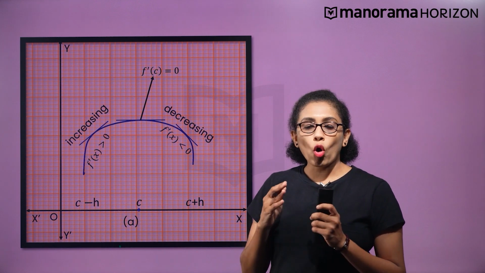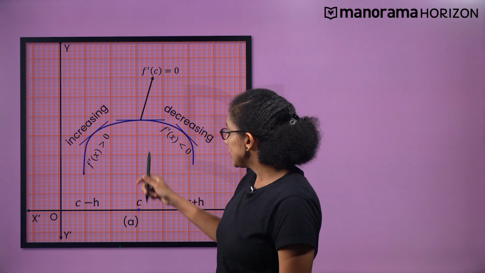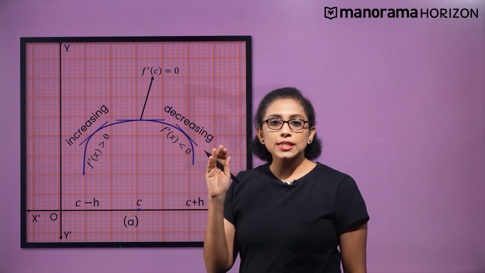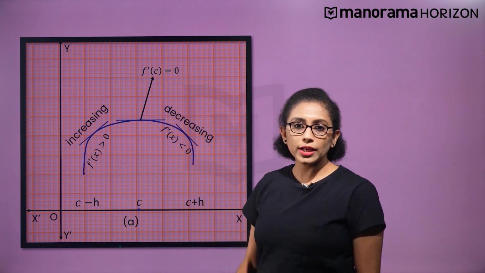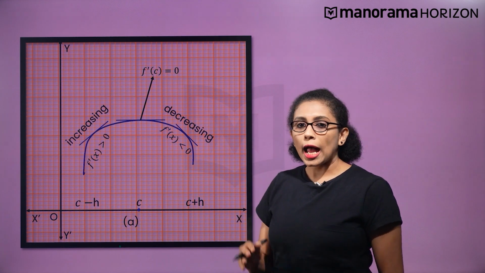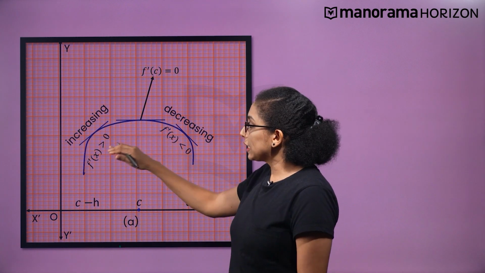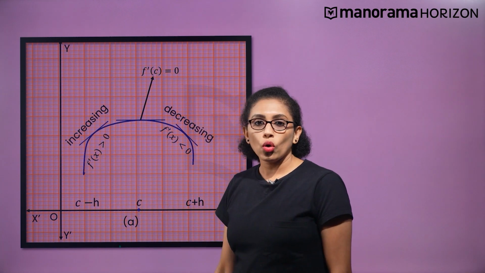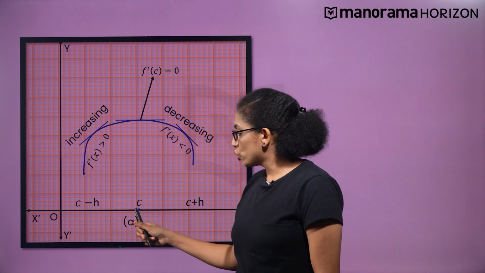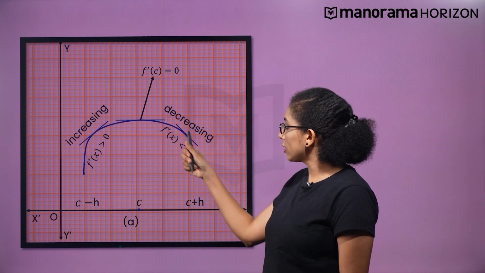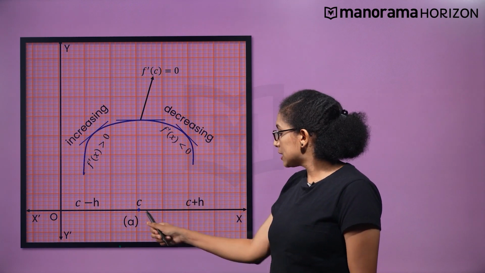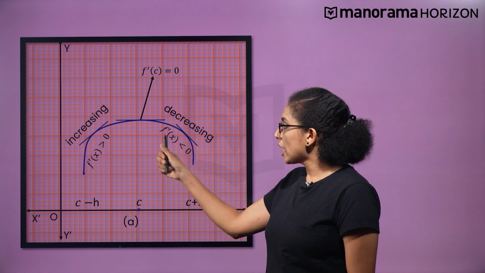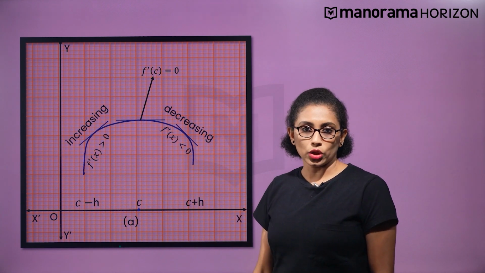Now, at the point x = c, f'(c) = 0, right? The first derivative is 0. And the function f is increasing, that is f'(x) is greater than 0 in the interval (c - h, c). And it is decreasing in the interval (c, c + h). So, as it is decreasing, f'(x) is less than 0, right?